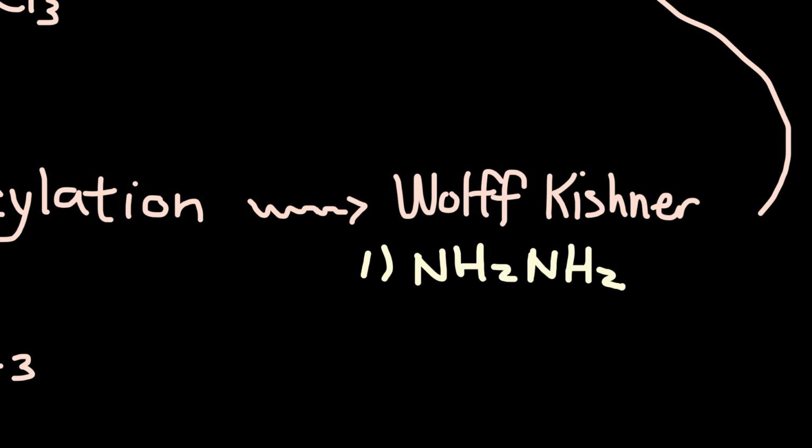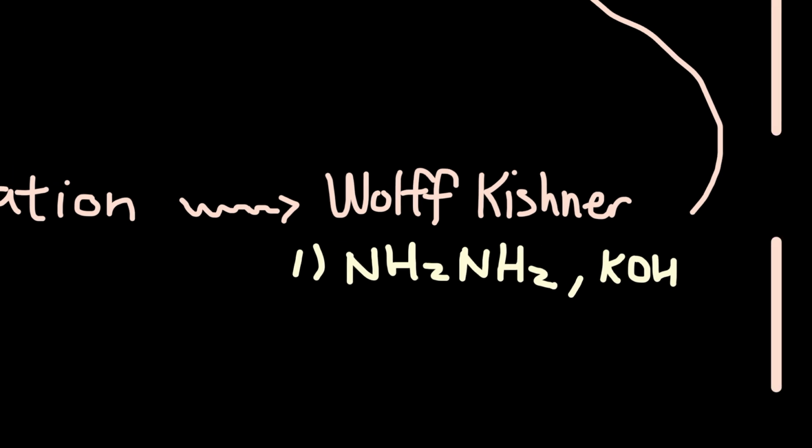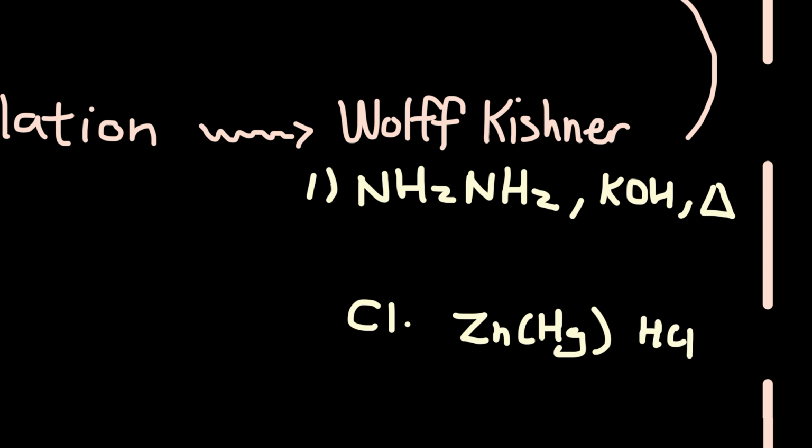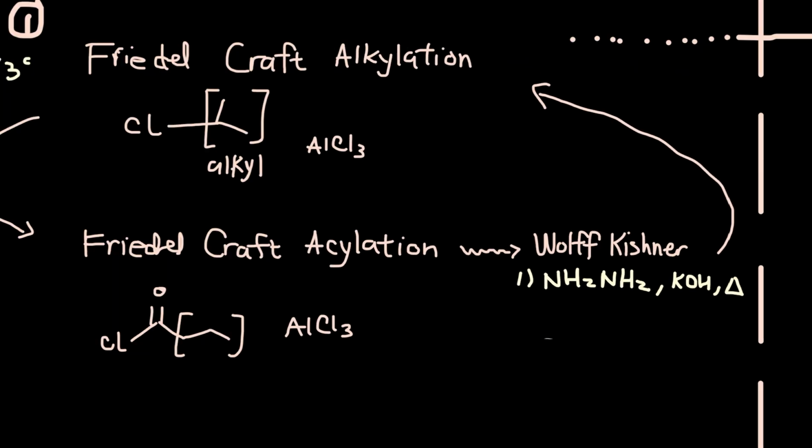There's NH2 twice, and there is a base. You don't have to write potassium, and in the presence of heat. So it's all just one step. This is a Wolff-Kishner reduction, or you can use a Clemmensen reduction, which is zinc, mercury, and some acid. Okay, so it's up to you, but I like the Wolff-Kishner.